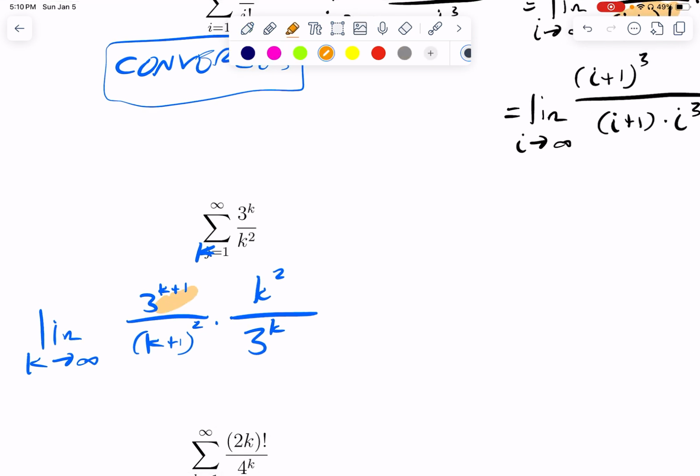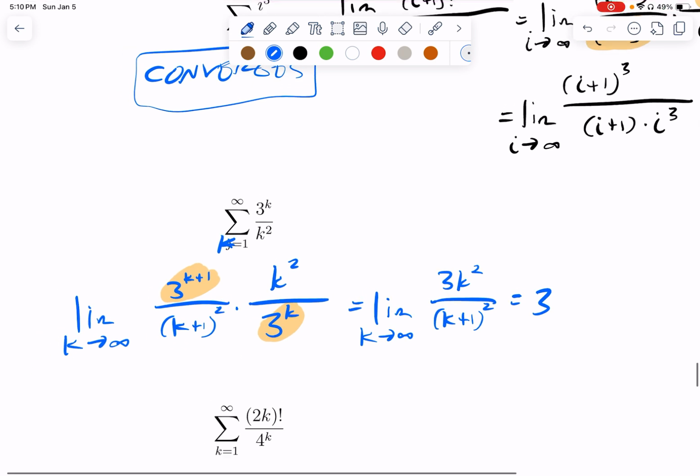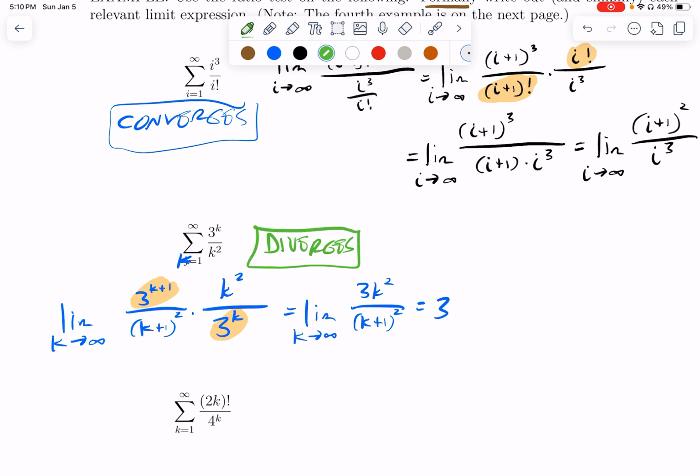All right, let's look for some cancellation. 3 to the k plus 1 over 3 to the k. Well, that just leaves us 3 in the numerator. We have degree 2 over degree 2. This is 3k squared. This is k squared. So the ratio is 3. So even though this is not technically a geometric series, it is behaving very similar to a geometric series with r equals 3. And if r equals 3, we have divergence. So this one diverges. If we tried to add those together, it would just get infinitely big.